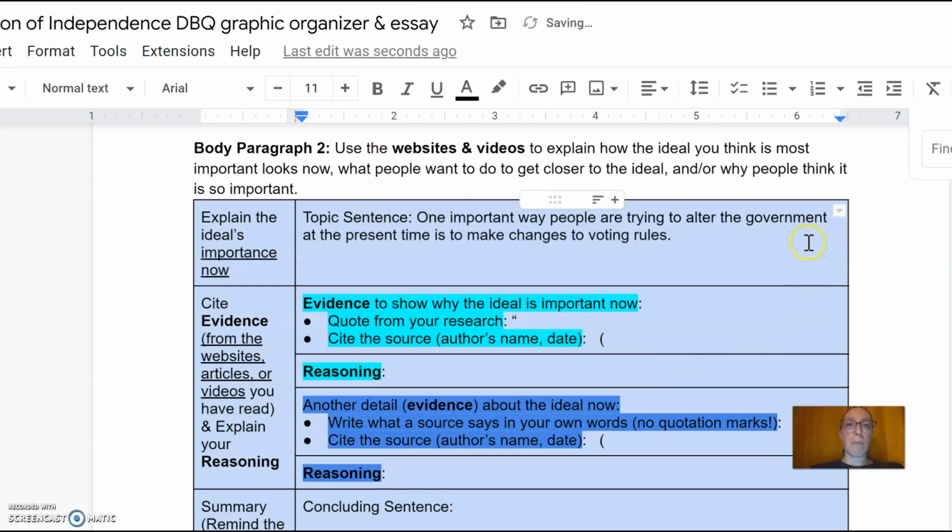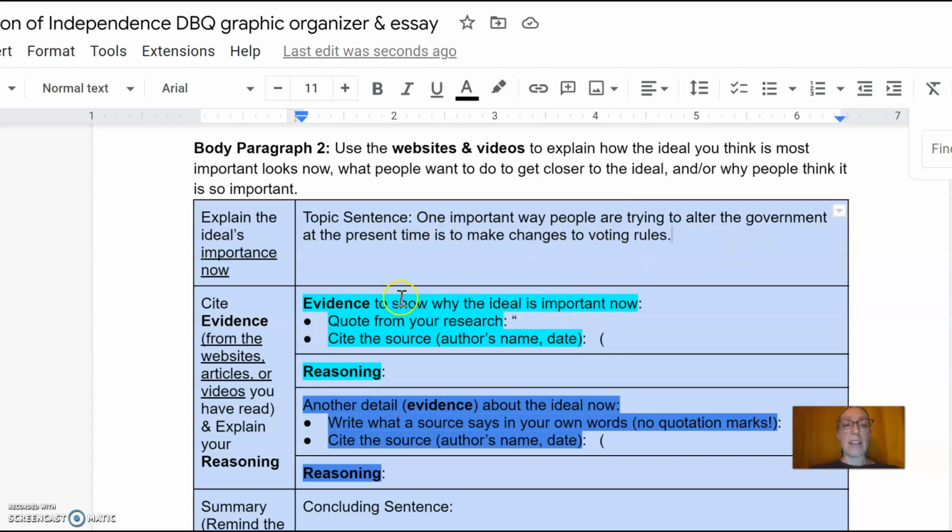And the magic of computers let me write my topic sentence in just a fraction of a second. One important way people are trying to alter the government at the present time is to make changes to voting rules. That reminds readers of my ideal, altering or abolishing the government, and brings in the topic that it applies to now. So that's my topic sentence.